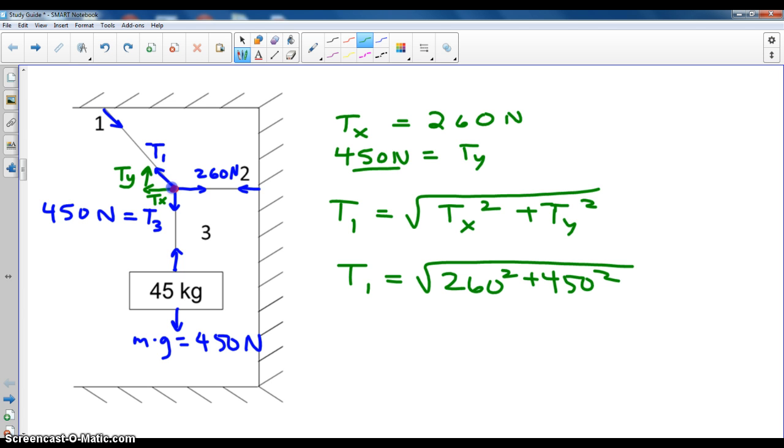Plug in the values, and T1 comes to, let's see, the square root of 260 squared plus 450 squared. It's 519.7. And when we round to the nearest whole number, we get just 520.